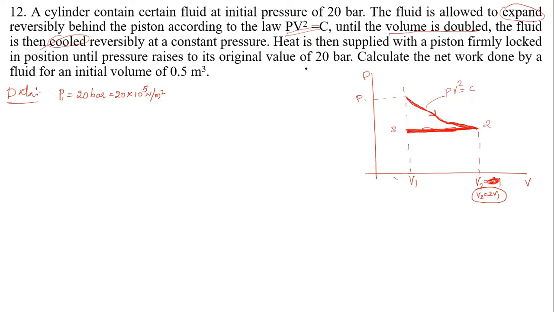Why I stopped here, I will tell. Heat is then supplied with the piston firmly locked. That means this particular position is held here because you have to maintain this, until pressure rises to its initial value of 20 bar. From here to here, initial pressure is this 20 bar, that is P1. Therefore, I have to stop from 2 to 3 up to this particular point. This process is a constant volume process, that is the vertical line.